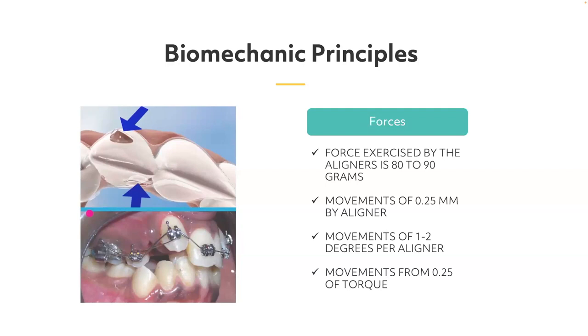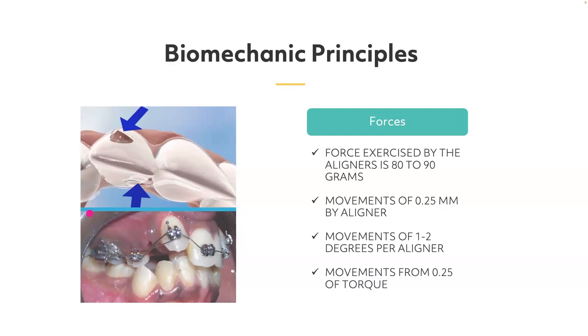The aligners do not have that option because we don't have an external wire to move the teeth. That means the aligners have to push the teeth into the correct position. When we are doing expansion, they are pushing. When we are doing rotation, they are pushing in different positions to make those movements happen.